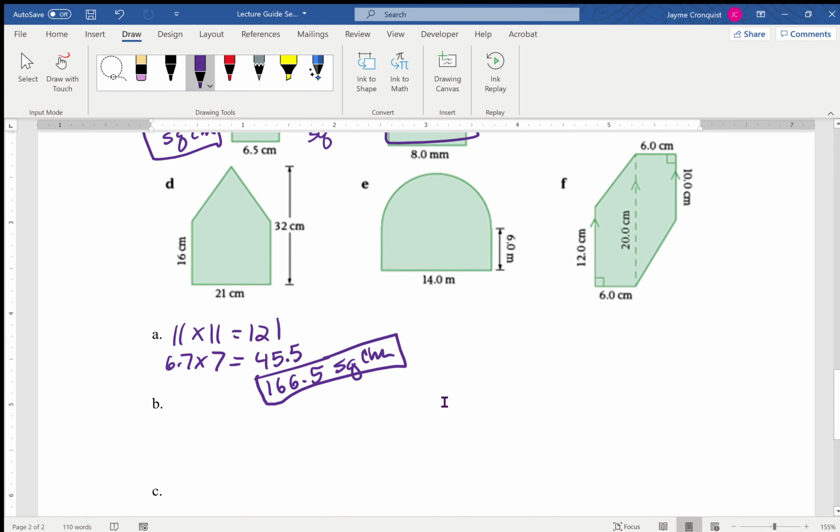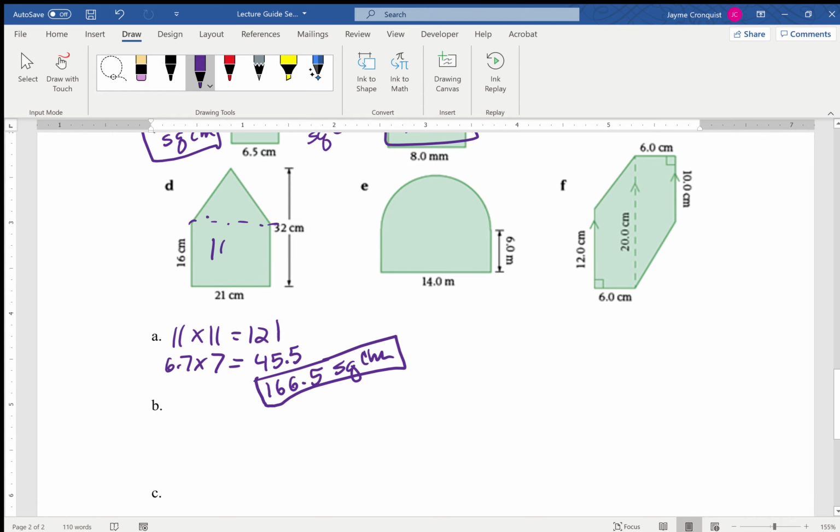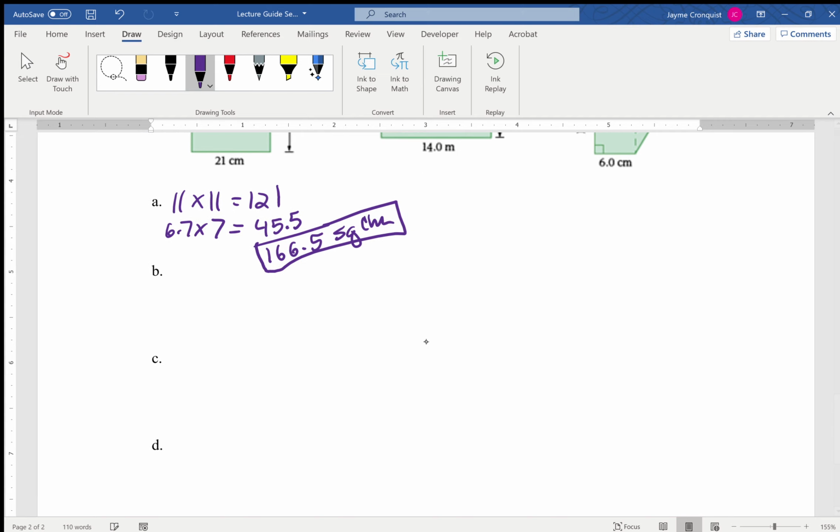Okay, let's jump to D. All right, we have a rectangle and a triangle. The rectangle is 16 by 21. So we have 16 by 21, which is 336.